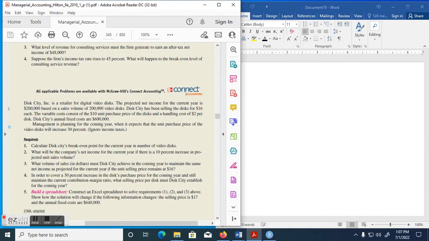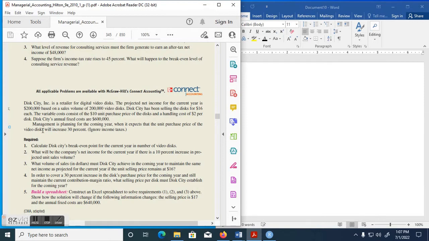Now, in this particular case, it says Disc City Incorporated is a retailer for digital video discs. The projected net income for the current year is $200,000 based on a sales volume of 200,000 video discs. Disc City has been selling the discs for $16 each. The variable costs consist of the $10 unit purchase price of the discs and handling cost of $2 per disc. Disc City's annual fixed costs are $600,000.